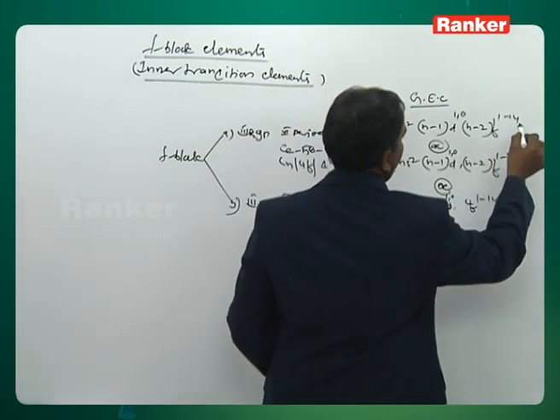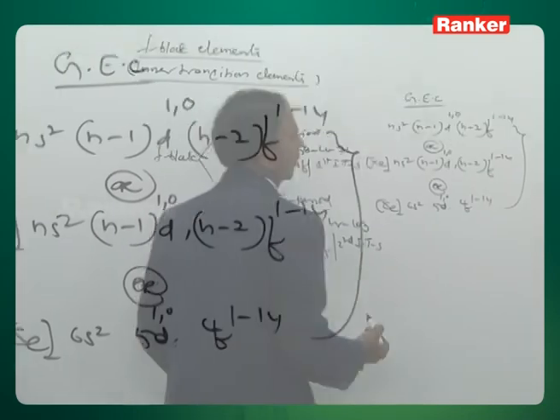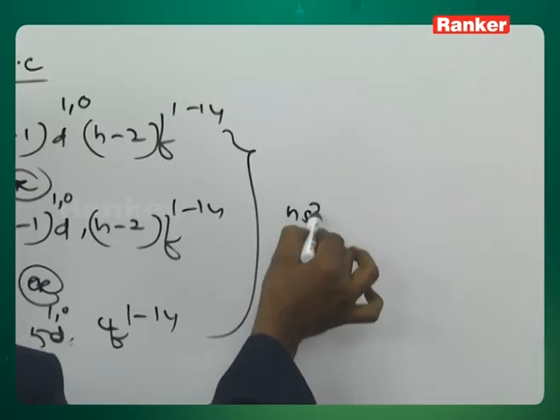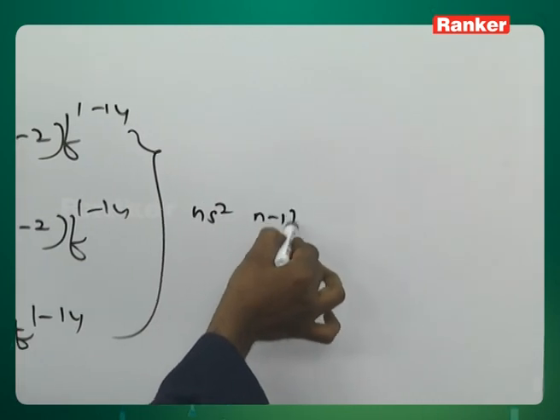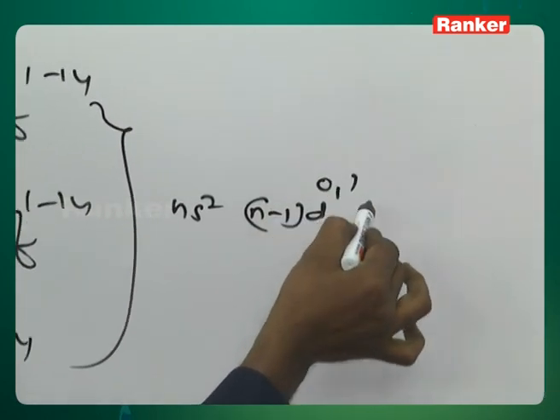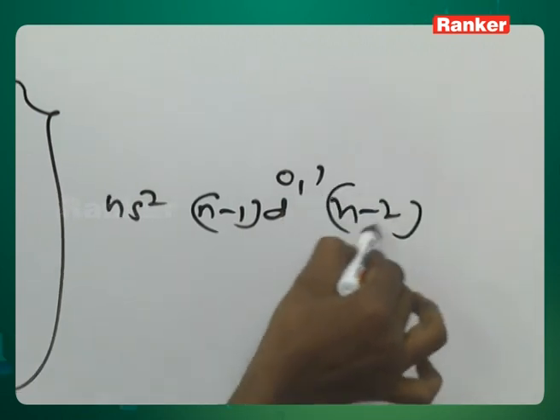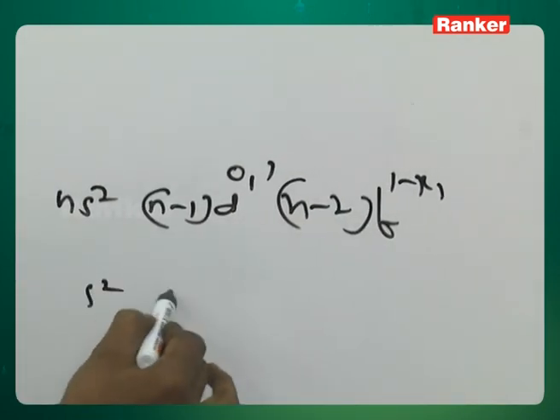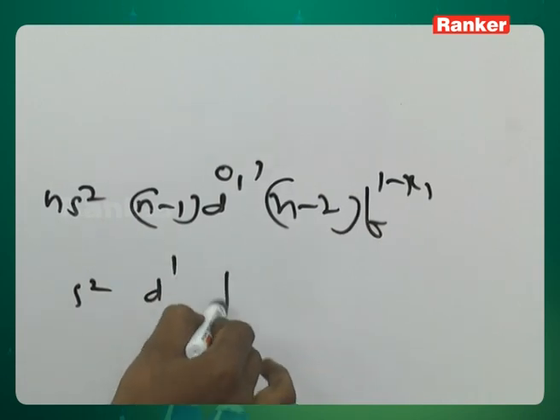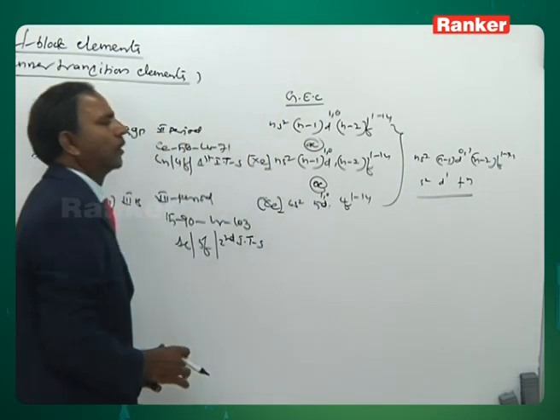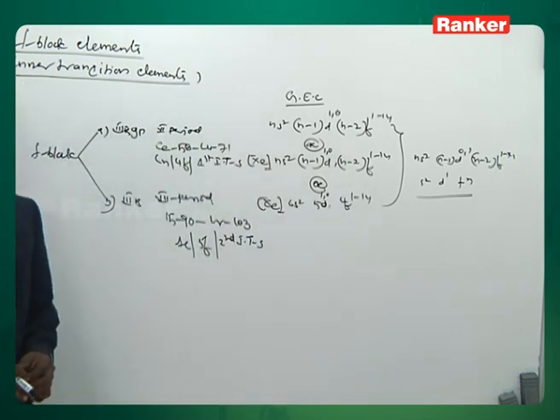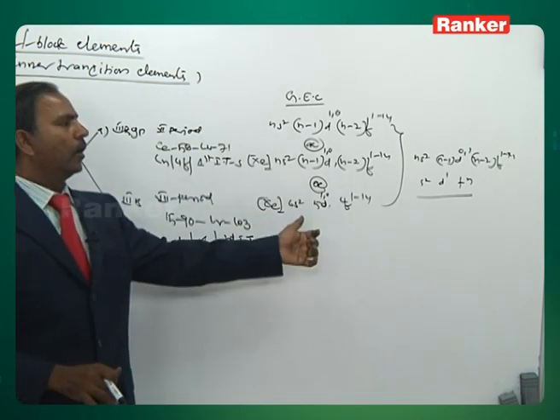In the examination it can be given in a brief manner: ns2 (n-1)d0-1 or (n-2)f1-14, or they simply mention s2 d1 and f1. Like this, they also mention the electronic configuration. You can represent the general electronic configuration of lanthanides either way.